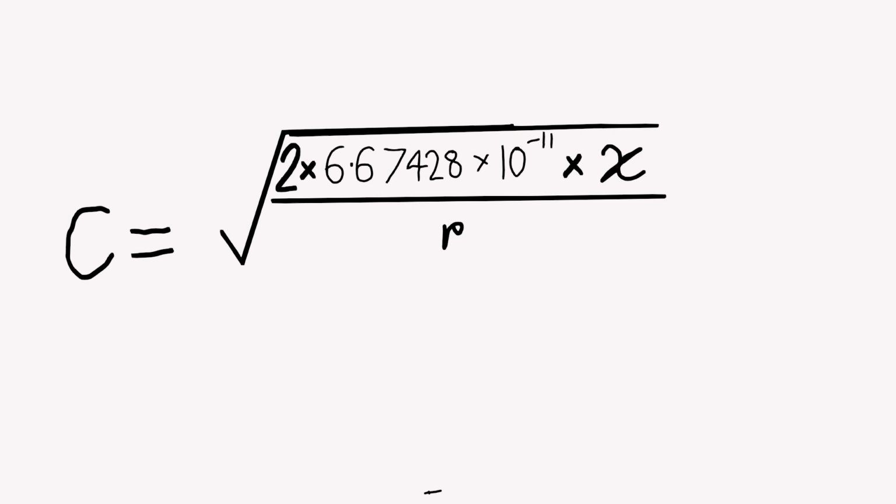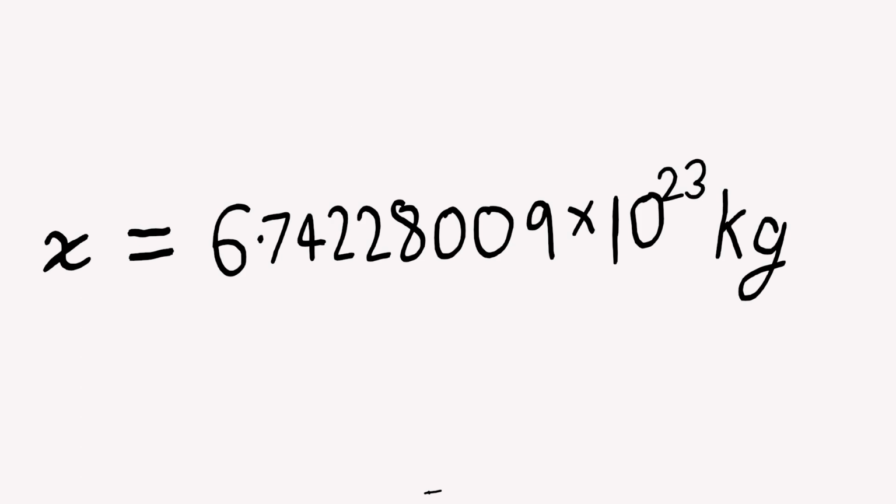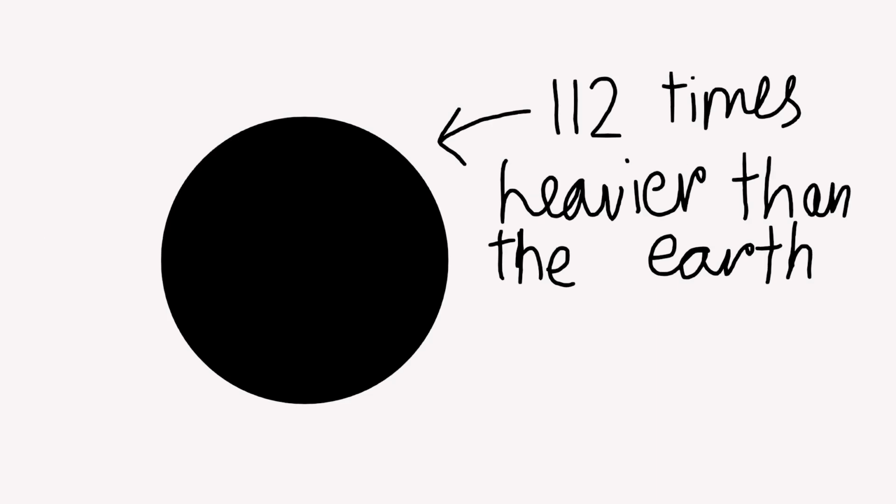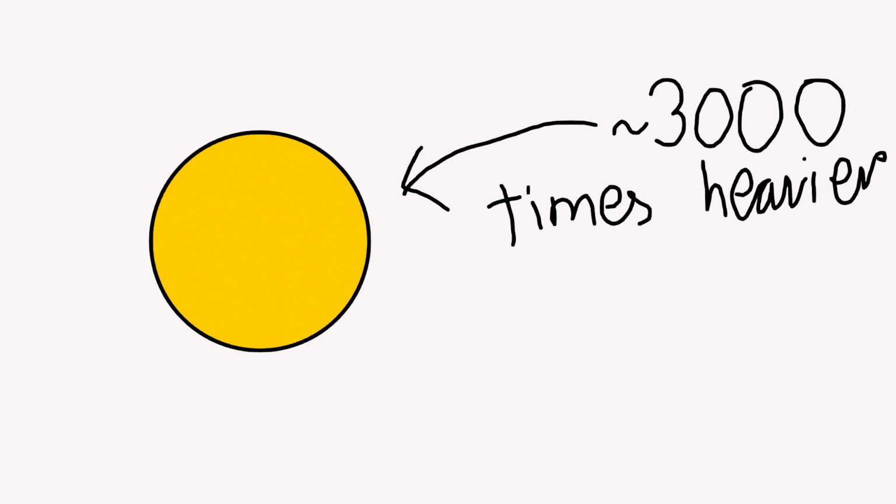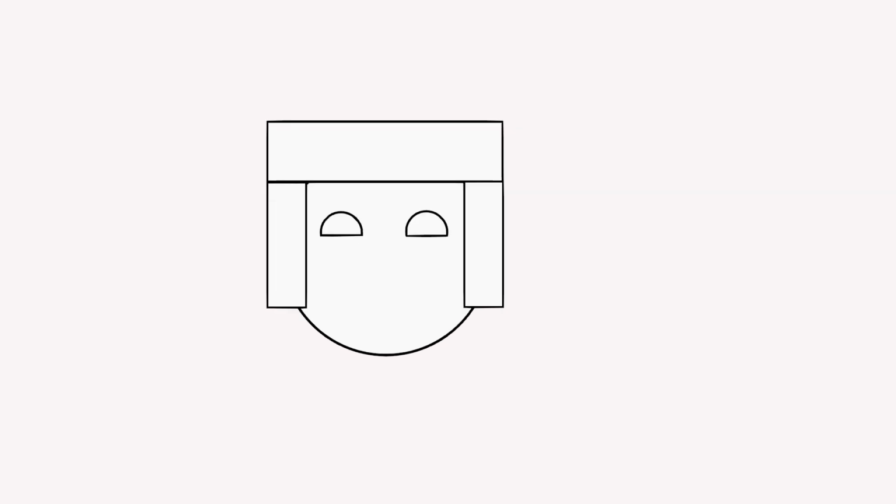Now let's assume mass to be x and make a black hole of radius 1 meter. Doing the math, we get a bit more than 674 septillion 228 sextillion 9 quintillion kilograms, which is 112 times heavier than Earth. Sadly, the Sun is 3,000 something times heavier. Remember how I said escape velocity to light speed? That just means light can escape, but I added a bit more, so it's correct.